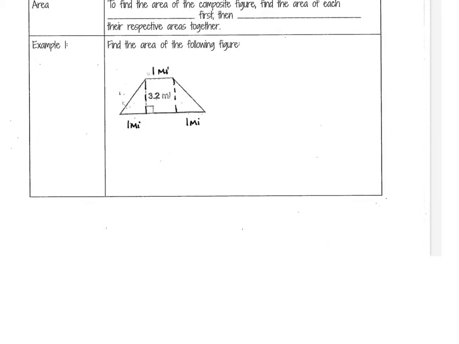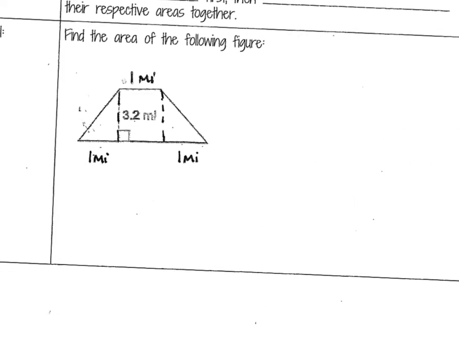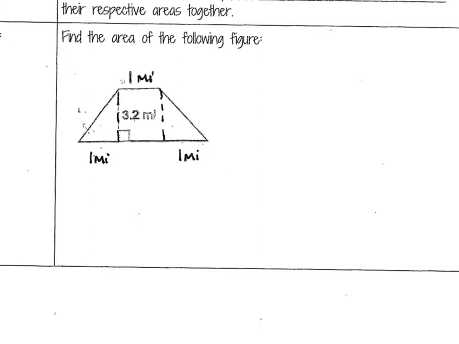Okay, find the area of the following figure. Here we have a trapezoid. And I don't automatically know what the formula for that is, but look, I can break it up into two triangles and then a rectangle in the middle. So the first thing I'm going to do is number these 1, 2, and 3 just so I can keep track of them.